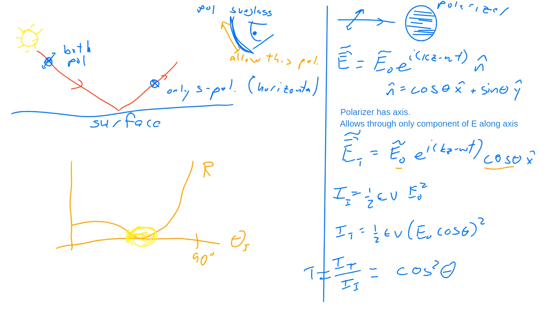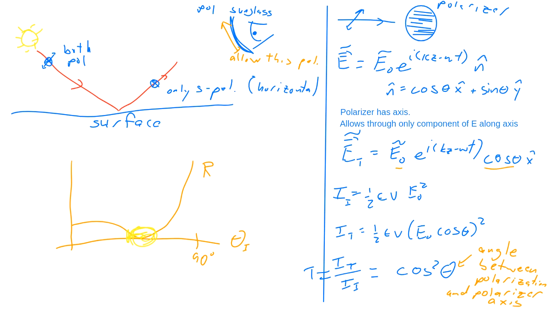In this case, I said we've oriented the axis of the polarizer horizontally, but really this theta is the angle between the polarization and the polarizer axis.